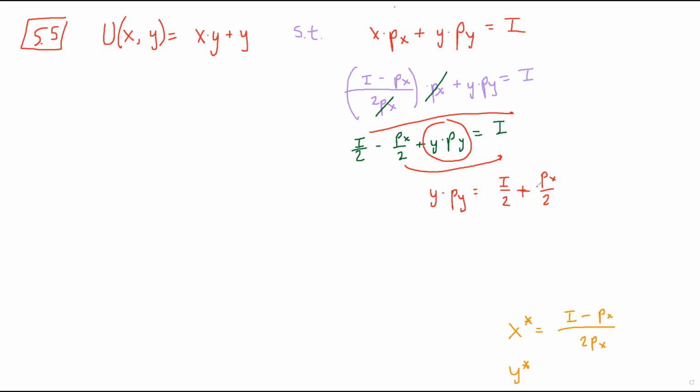And then my last step is to divide by, actually, you know what, I'll combine this into one fraction: I plus px over 2. The last thing I need to do is divide both sides by py. And that gives me, and I'll just do it over here, y equals (I plus px) over 2 times py. And that's my y star.